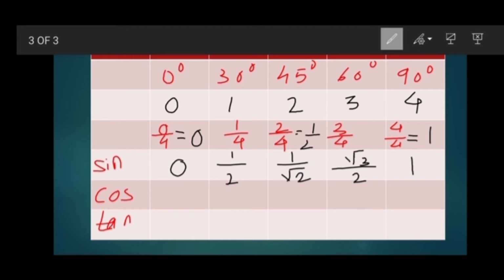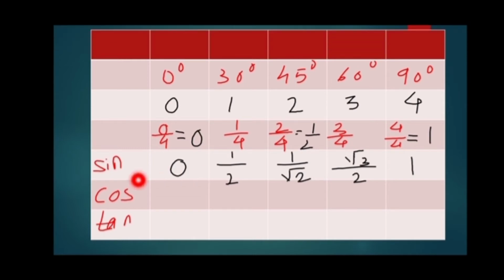So see children, in this way we got the ratios for sine. Sine 0's value is 0. Sine 30 degrees value is 1 over 2. Sine 45's value is 1 over root 2. Sine 60's value is root 3 over 2. Sine 90's value is 1. Now we have to find for cos.